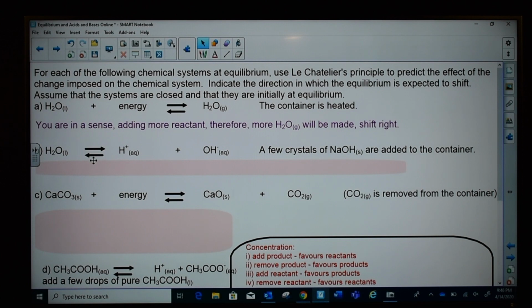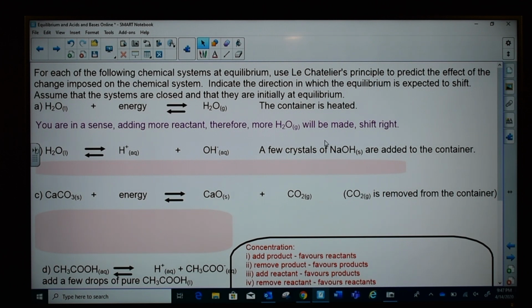Let's look at the second example. We have water and it's breaking down into its ions, the hydronium ion and the hydroxide ion. Now we're adding a few crystals of sodium hydroxide to the container. So you look at that equation and you say to yourself, self, there's no sodium hydroxide there. I don't know what that Tate lady is talking about. Why is that going to have any relevance to this question?